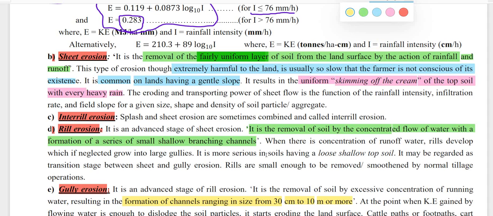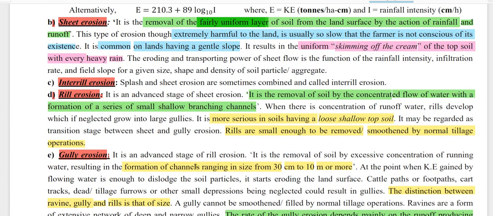It will be very much serious for this one. If loose shallow topsoil is there, then sheet erosion will easily happen, and rill formation will easily happen. It may be regarded as the transition stage between the sheet and the gully erosions. Rills are small enough to be covered or smoothed by the normal tillage operations. So we can remove these. But if we do not remove, then what will happen?